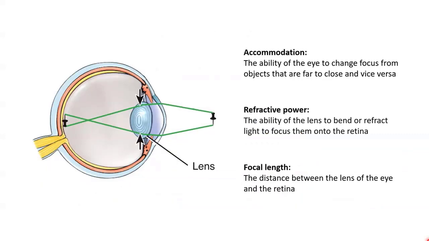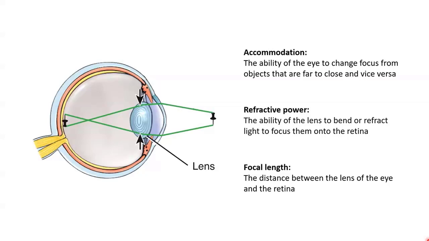Now, a bit of a recap. Accommodation is the ability of the eye to change its focus from objects that are far away to objects that are up close and vice versa. To do this, the lens changes shape, which is assisted by the ciliary muscle and the ciliary processes.